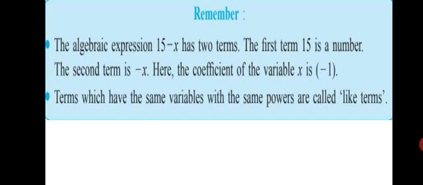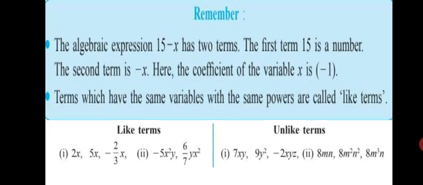Terms which have the same variables with the same powers are called like terms. So what are like terms? Let's have a look at some examples. The first one, 2x, 5x, minus 2 upon 3x. All the variables are the same, that is x. So these terms in the expression are called like terms.